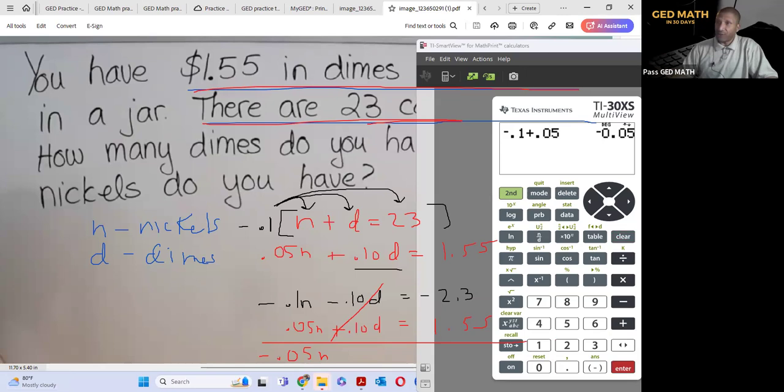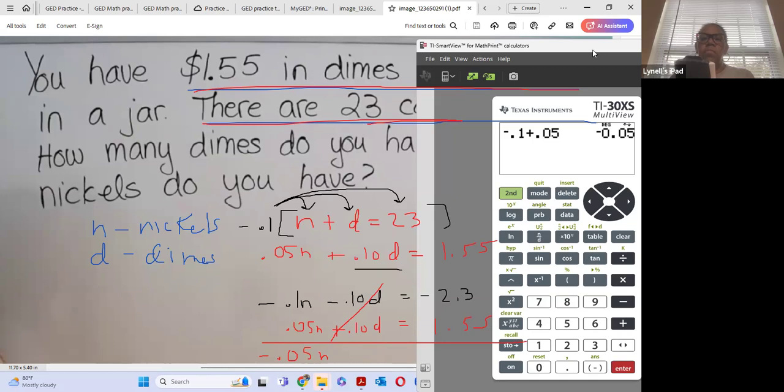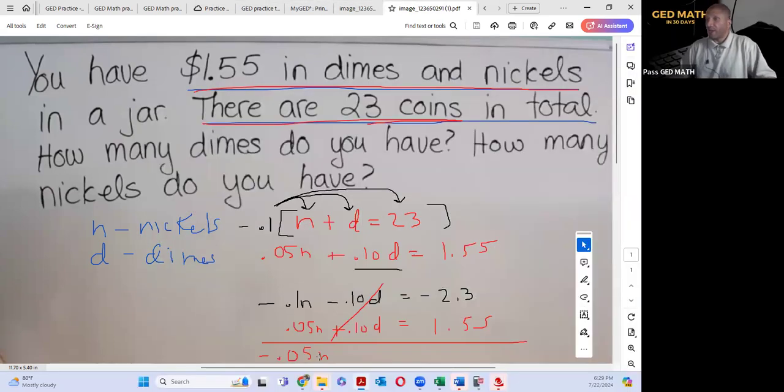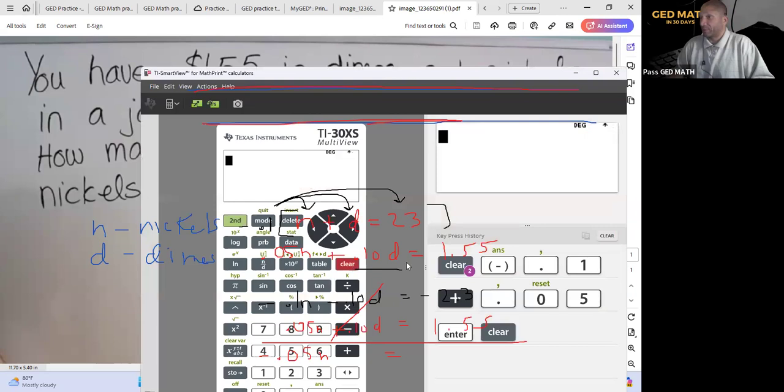So every time you're practicing sign numbers, negative numbers, subtracting, combining like terms, whatever you're doing, you can also use your calculator. Don't make a mistake. So we have minus 0.05n equals, again, here are those crazy decimals again. I have to add a zero. Don't waste your time.